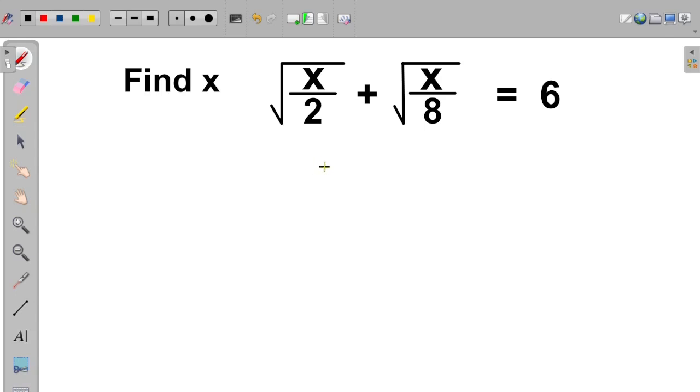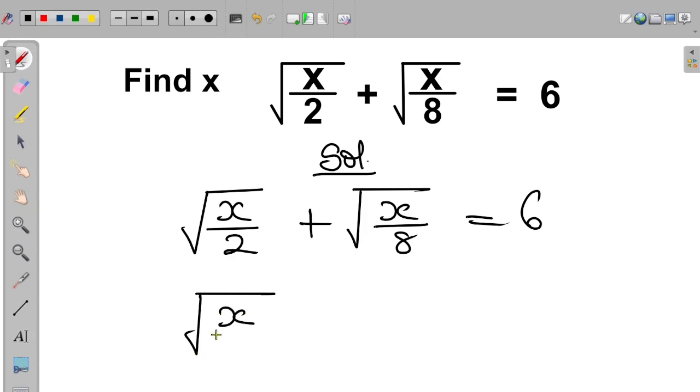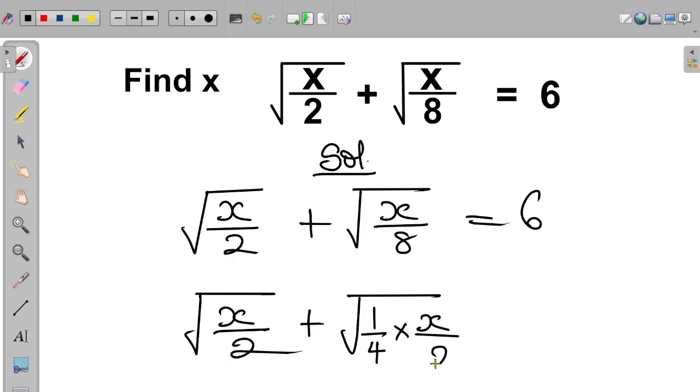Hello everyone. In this question, we are asked to find the value of x. So we are given that root of x divided by 2 plus root of x divided by 8 is equal to 6. So we can have that root of x divided by 2 plus root of 1 divided by 4 times x divided by 2 is equal to 6.